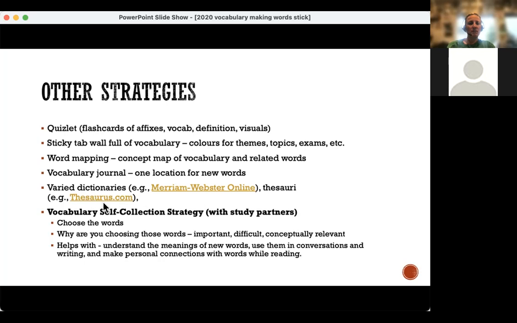And I already mentioned, actually, I didn't mention Merriam-Webster, but dictionary.com is an easy one. Thesaurus.com is a good one if you're getting into the concept mapping, let's say, so you can find different words that are related to that one word, right? Yeah, and if you're studying with a partner, obviously you're going to choose the words. And then why? Is it just because they're tough to remember, or do you think they're really important to remember?